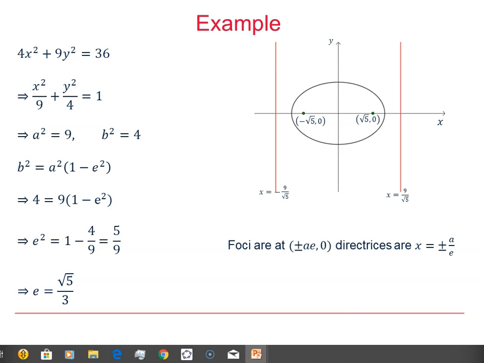So there we are, there's our sketch with all the information put on it. Remember again that you don't need to commit this to memory. It is something which is given on the formula sheet.